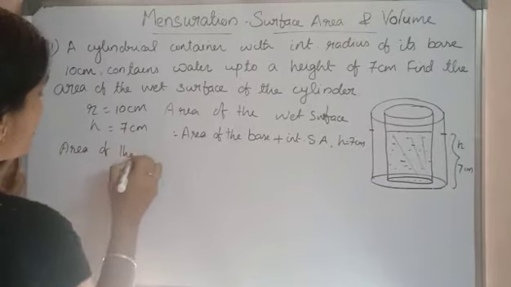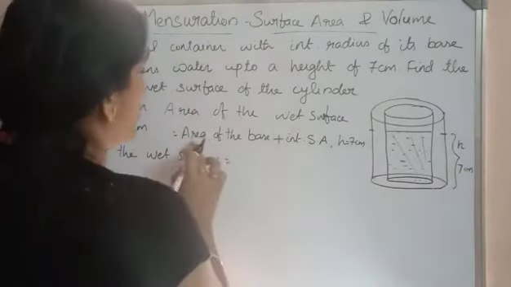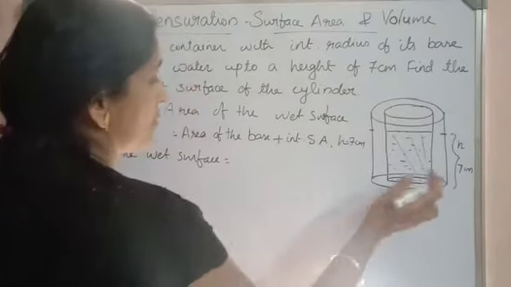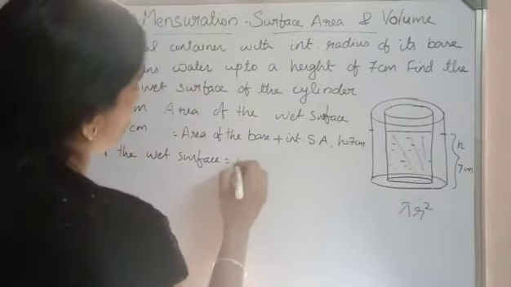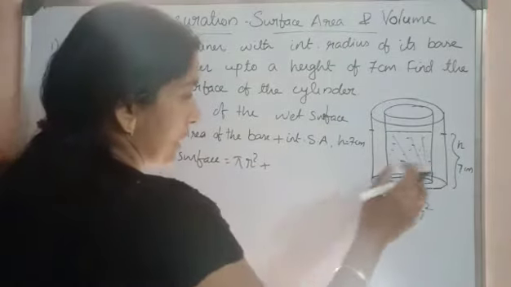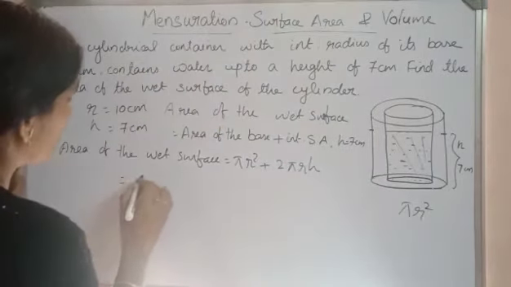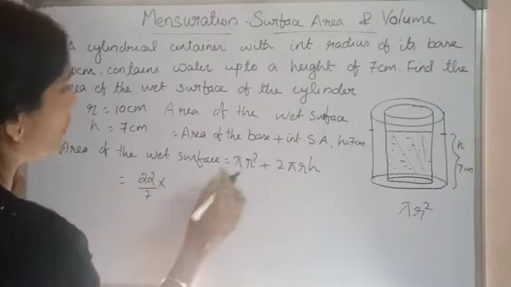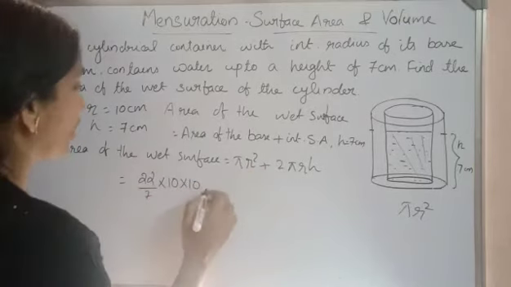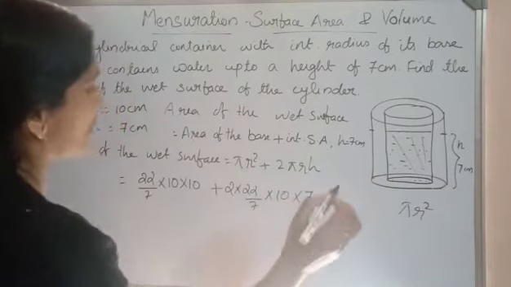Area of the wet surface is equal to, so area of the base is pi r square, that is the area of the cross section. So it is pi r square plus curved surface area. The curved surface area is 2 pi r h. So that is equal to 22 by 7 into the radius is 10 centimeters, 10 into 10 because it's r square, plus 2 into 22 by 7 into 10 into the height is 7 centimeters.